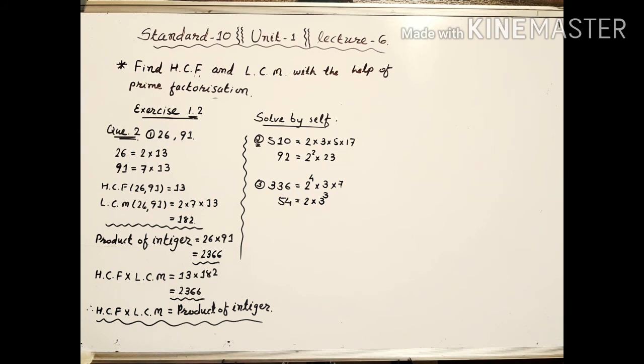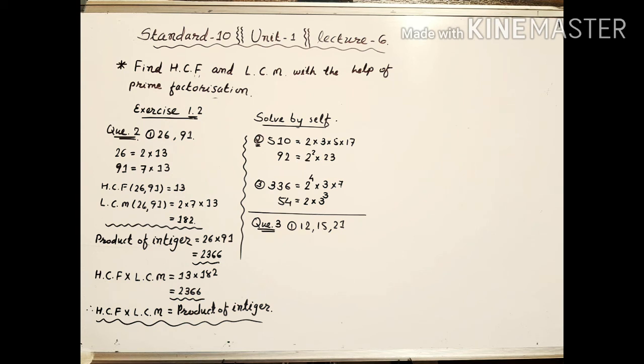You have to solve the other 2 sums of question 2 yourself, but for your help I have just factorized the given integers 510 and 92. The remaining parts you have to solve yourself. And in the same way we have to solve the sums of question number 3. In question number 3, 3 sums are given. The first one is 12, 15 and 21. We have to find the LCM and HCF with the prime factorization method.